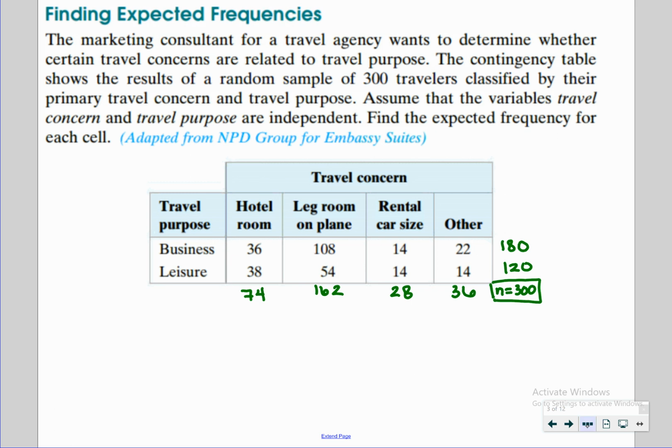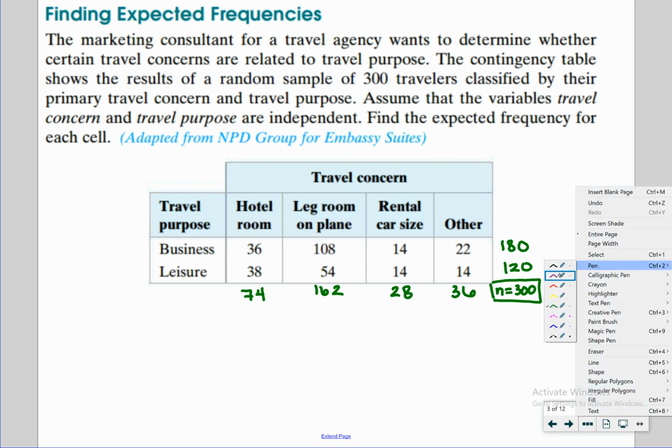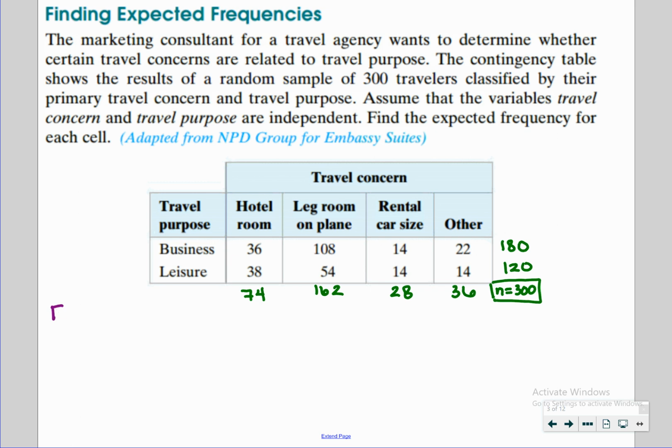Okay. All right, so now to get an expected frequency, I'll use an E again, for a particular row and column. So let's say I wanted to know, okay, there were 36 observed people that traveled for business and were worried about their hotel room. We want to know out of 300 people, what would be the expected value for that travel concern. So how we're going to write that, that's in row 1 and column 1. So it's E 1, 1. That's how we write the notation.